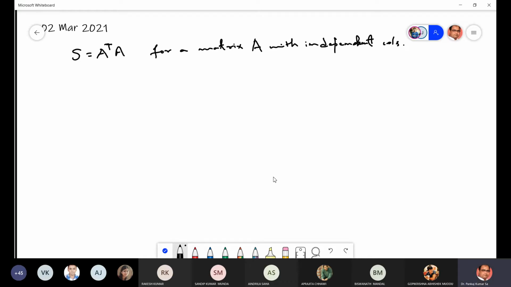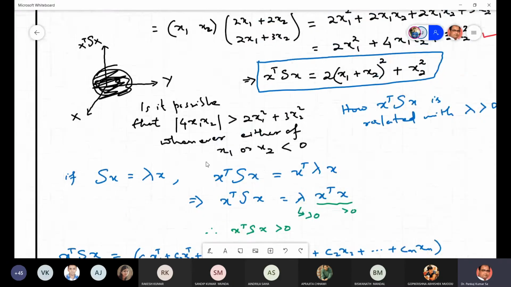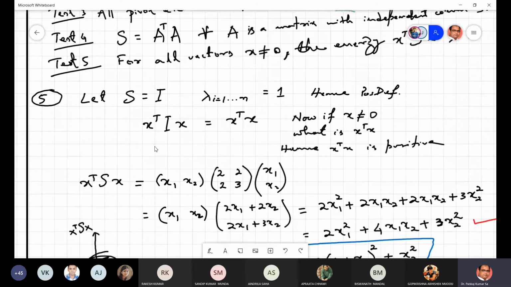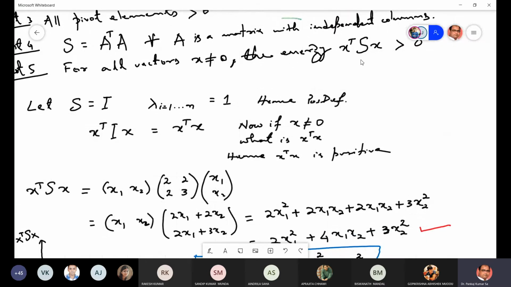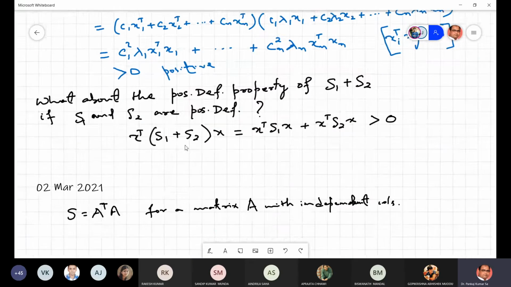But then the question is, why must the columns of A be independent? In order to understand this, we need to go back to the energy definition, because from here, understanding becomes much clearer. We say if the energy x transpose Sx is greater than 0, let us try to correlate that with this and understand what happens.